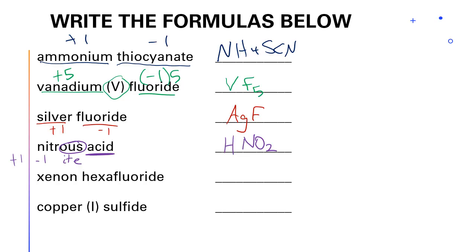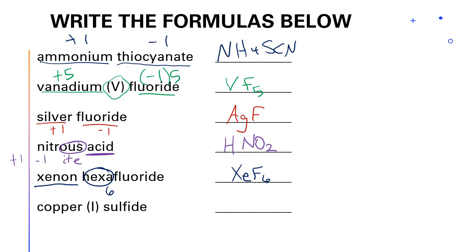Now we have xenon hexafluoride. Xenon is Xe, and that's a noble gas, so that seems weird about looking for the charges. But then I see hexafluoride. Hexa is the prefix for 6, telling me that this is covalent, and I do not have to cancel the charges. I just have to write down what we see. So if fluoride is F and it's hexafluoride, that'll be F6, and that's it.